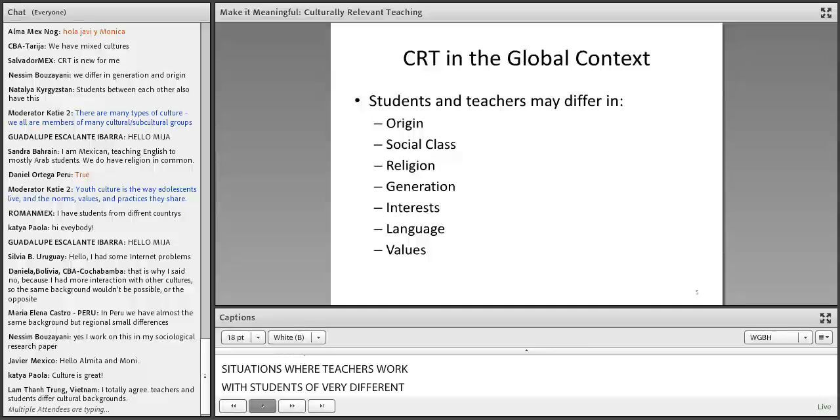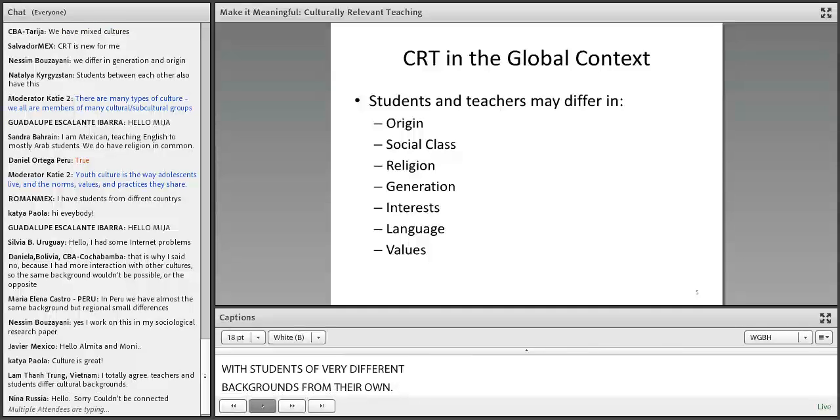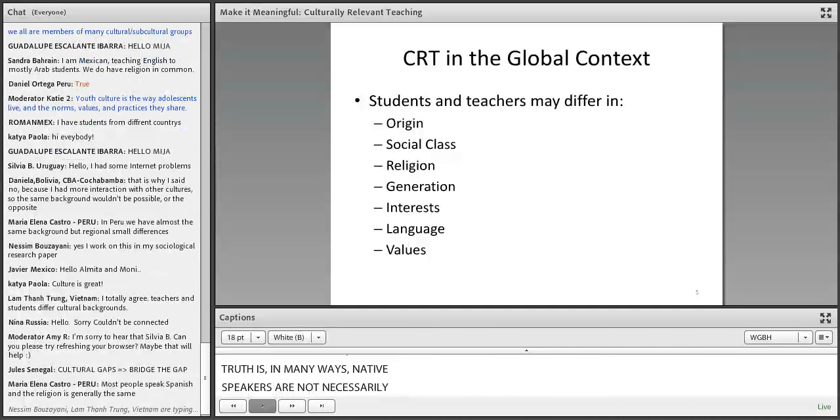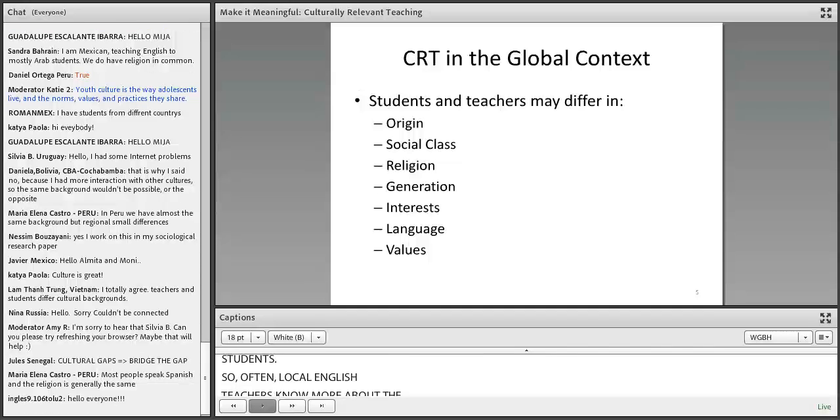When I have taught abroad myself as a foreign native speaker, this has been my experience. I've learned it's really important to learn about the local culture and context to be able to relate to students. So many people want to learn from a native speaker, but the truth is, in many ways, native speakers are not necessarily ideal English teachers, especially given the great divide between their own experiences and that of their students. So often local English teachers know more about the cultures of their students and are better able to match their instruction to students' cultural needs.